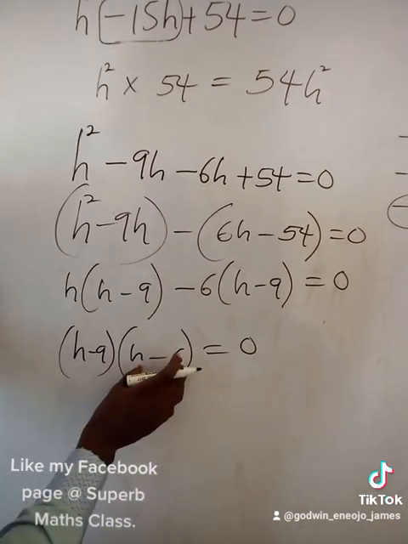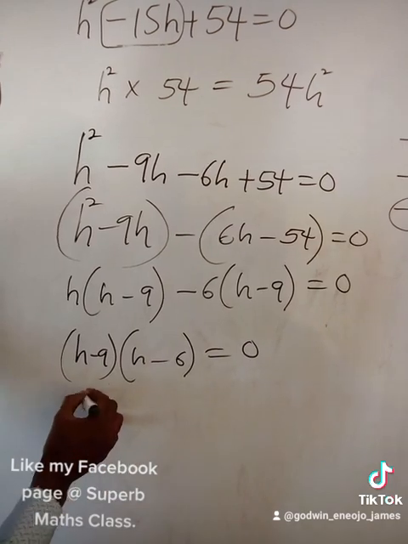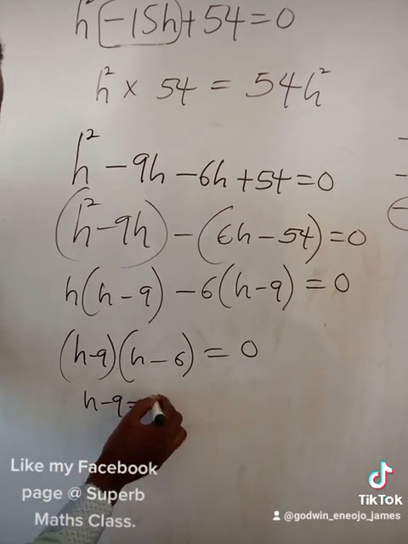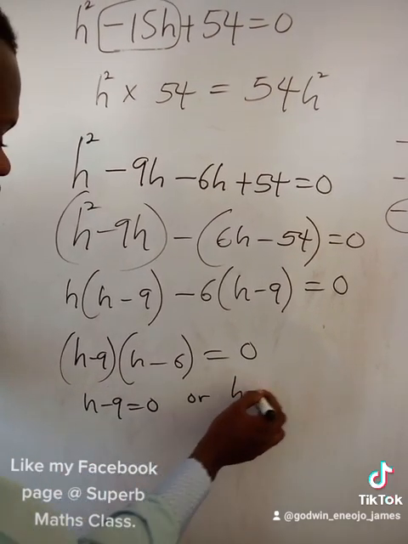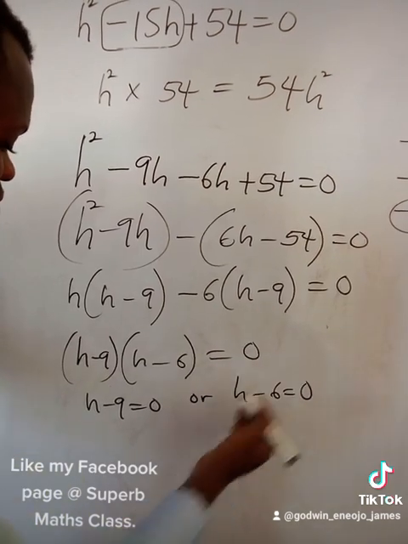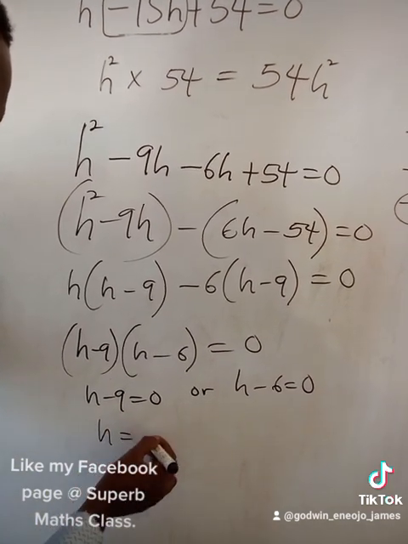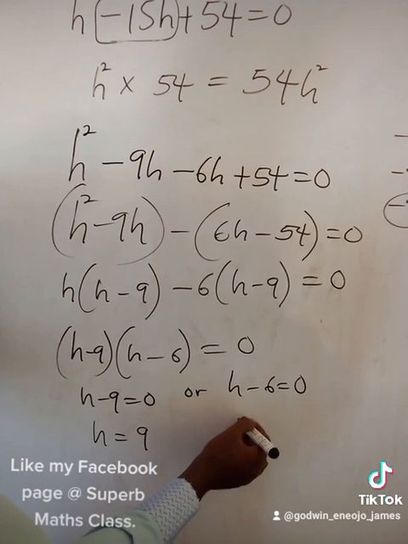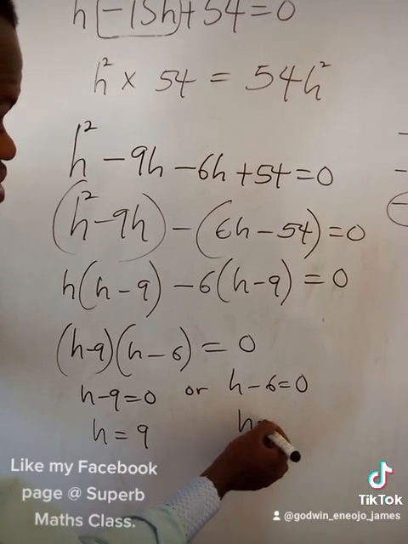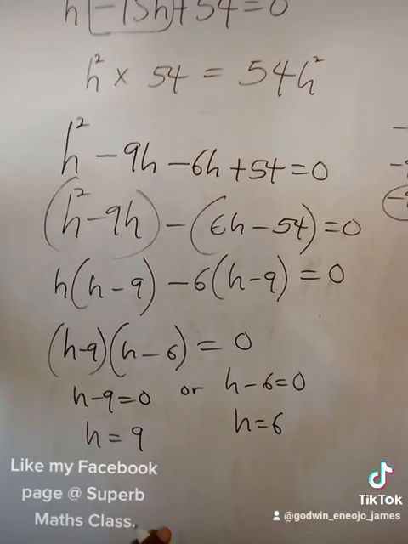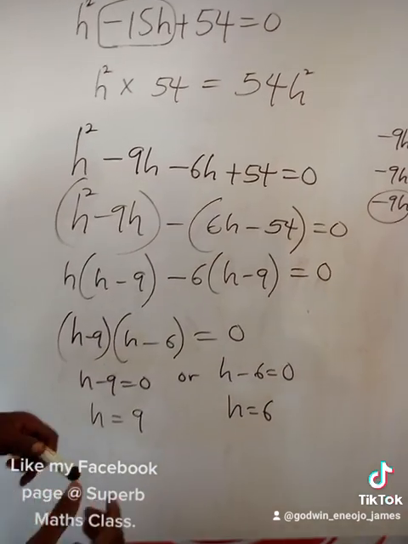For this and this to be equal to 0, it simply means either h minus 9 is equal to 0 or h minus 6 is equal to 0. Here we can simply see that h is equal to 9. And here we can also see that h is equal to 6. And this is actually the solution to this very problem.